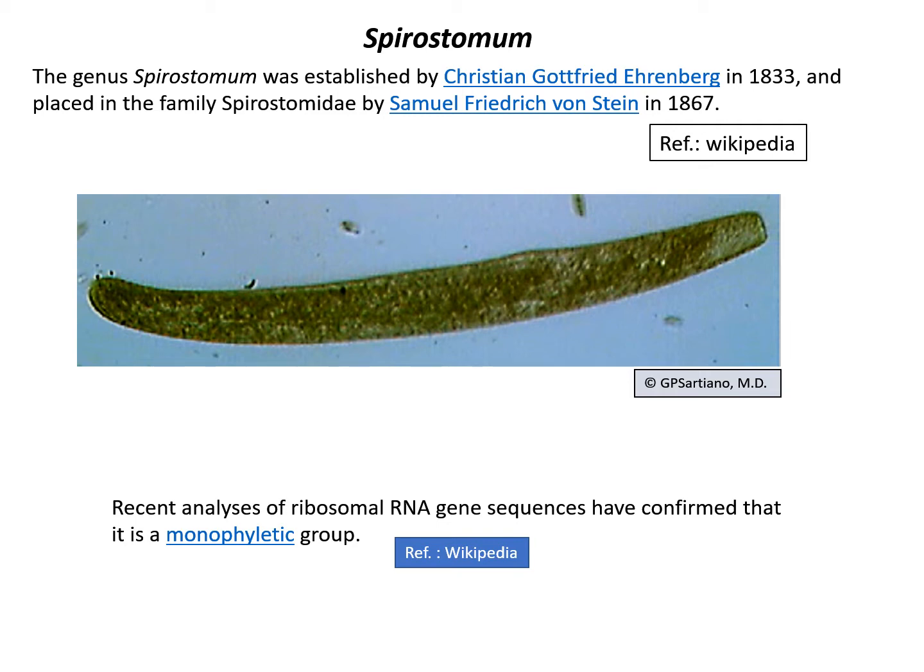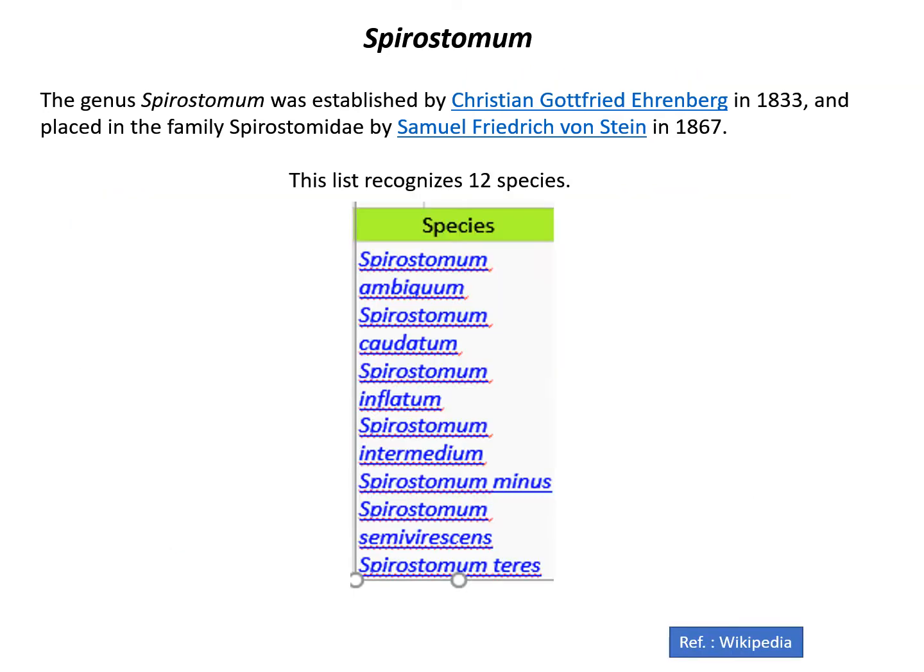Recent analyses of ribosomal RNA gene sequences have confirmed that Spirostomum is a monophyletic group. Here is a list of 12 species of Spirostomum. They all share certain features in common, but are sufficiently different such that they are classified as separate species.